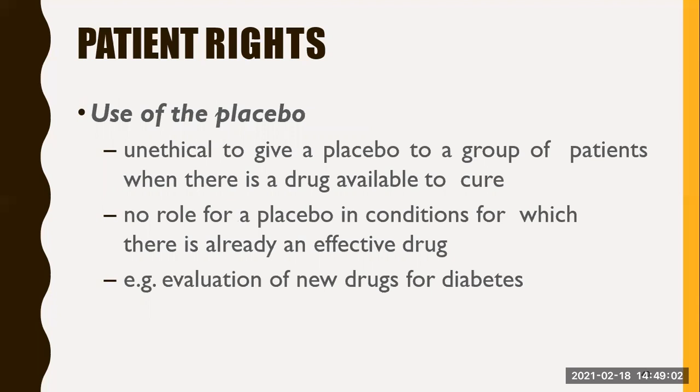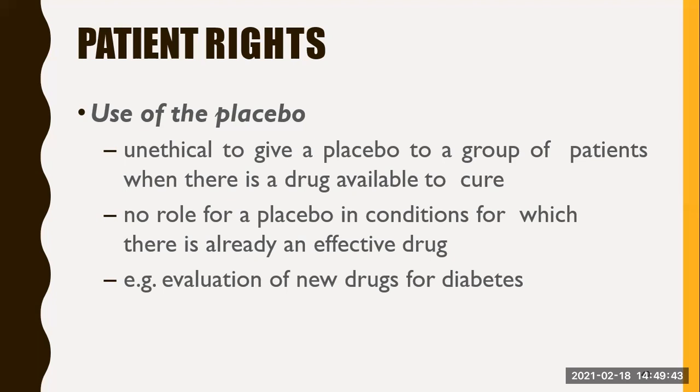The next is use of the placebos. So it is unethical to give a placebo to a group of patients when there is a drug available to cure. So when placebo is given, we are actually denying the patient access to the therapy. And if the disease is a very chronic disease or a fatal disease, in those cases the use of placebo becomes highly unethical and highly controversial. So there is no role for a placebo in conditions for which there is already an effective drug.